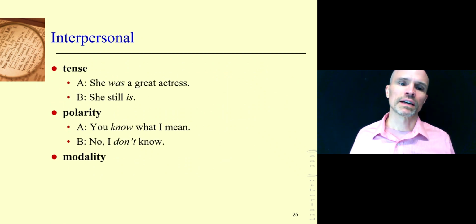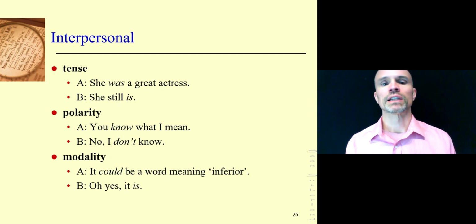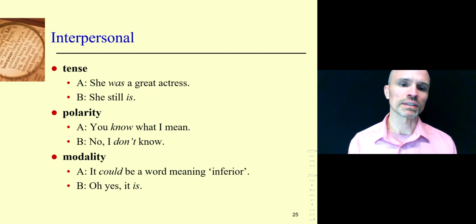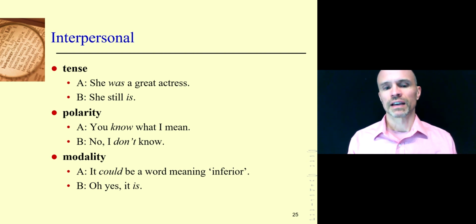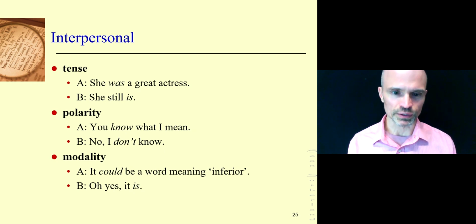Every finite includes these bits of information: tense, polarity, and modality. You see the tense with the movement from was to is in the first one. You see the polarity changing from positive to negative with the second one, right? Know becomes don't know. You see the modality changing in the third one. A says it could be. That's not 100% true, right? Again, we don't know if it's true or not. A says it as if A is not sure if it's true or not. B replies by saying it as if it is 100% true.